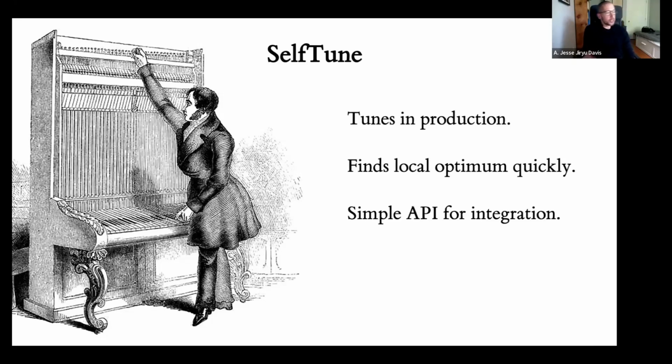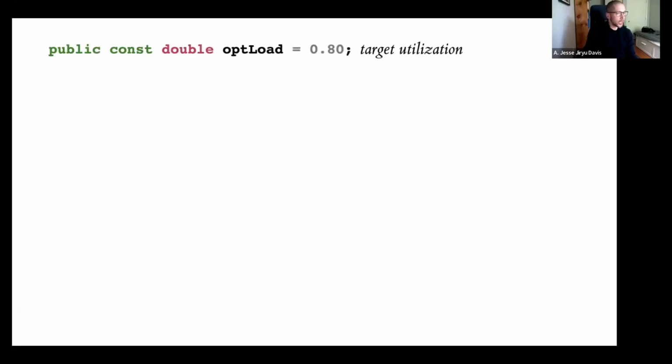And then the other really interesting thing about this paper is that it's got a pretty simple API for integrating SelfTune into your application. And unlike some of the other papers I've read about auto-tuning, this one actually gives you code examples and shows how convenient it actually is. So here is their code example for the API.